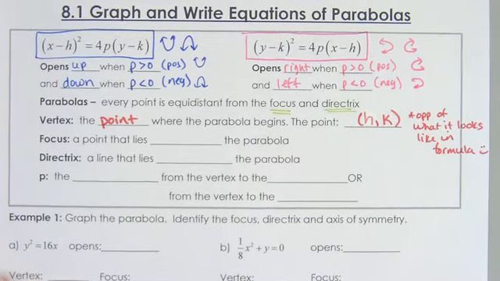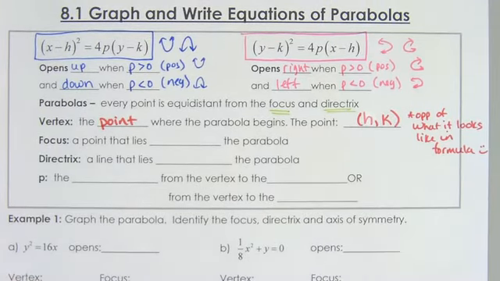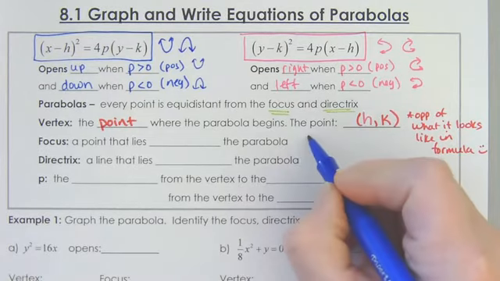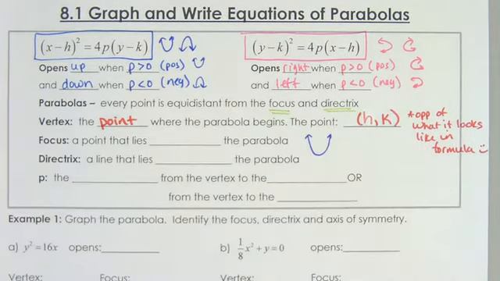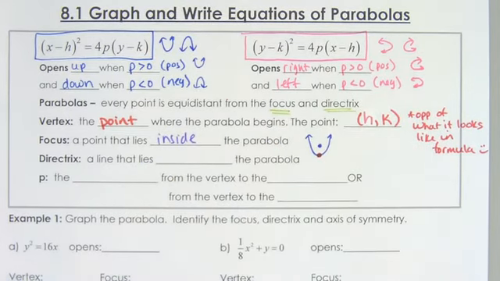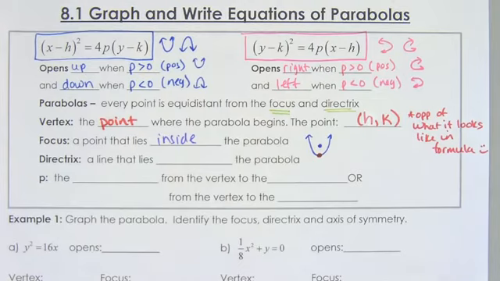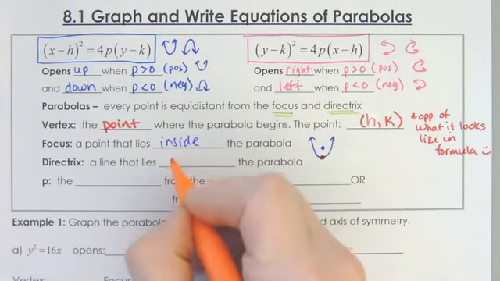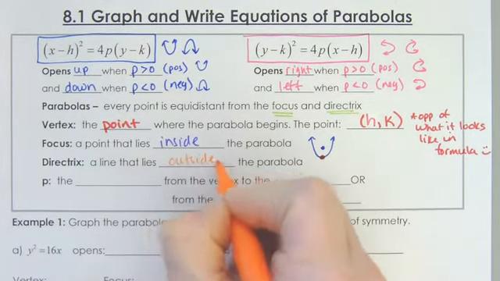Yeah, it's the opposite of what it looks like in the formula, h, k. Focus. This is actually kind of easier to see if you have a parabola. So let me just draw a parabola here. The focus is going to be, here let me also put, here's my vertex. We know the vertex is the min or the max. The focus is a point that lies inside the parabola. So maybe right there. Where the directrix is a line that lies outside the parabola. And maybe right there.